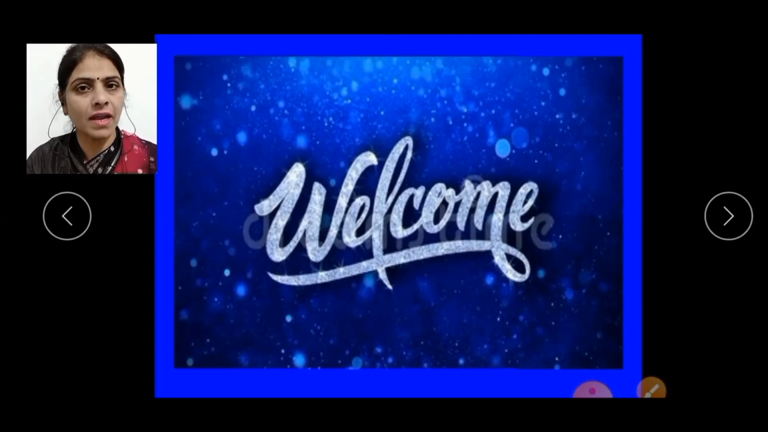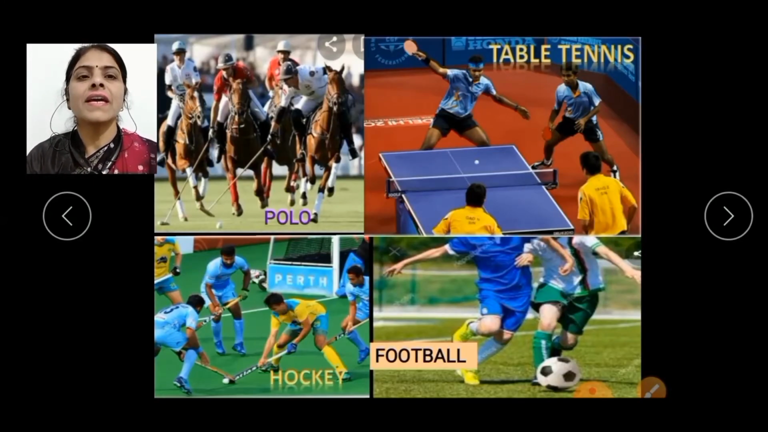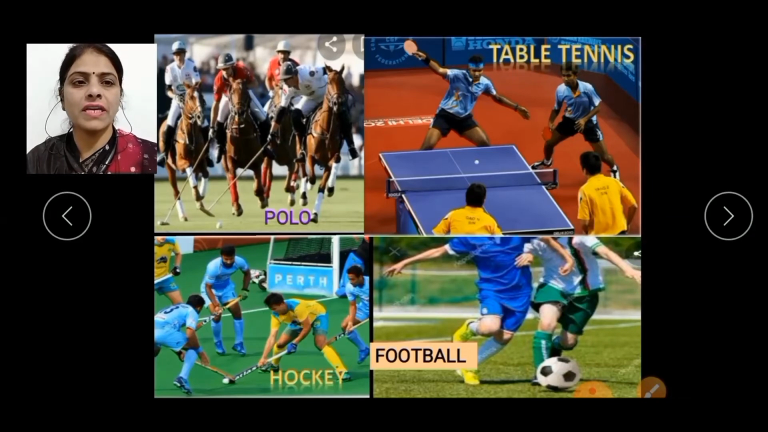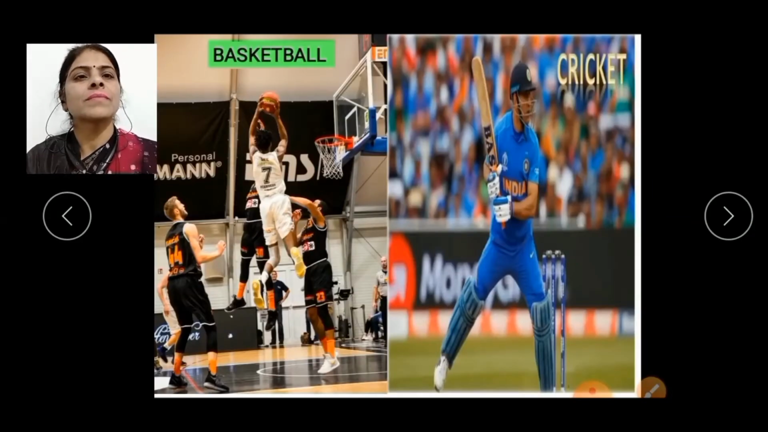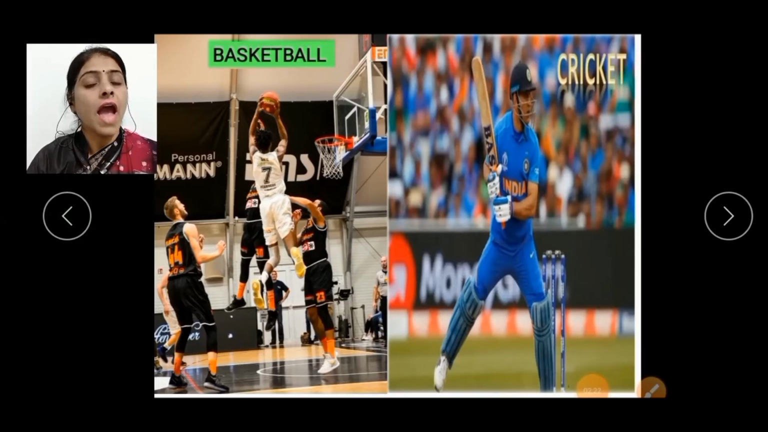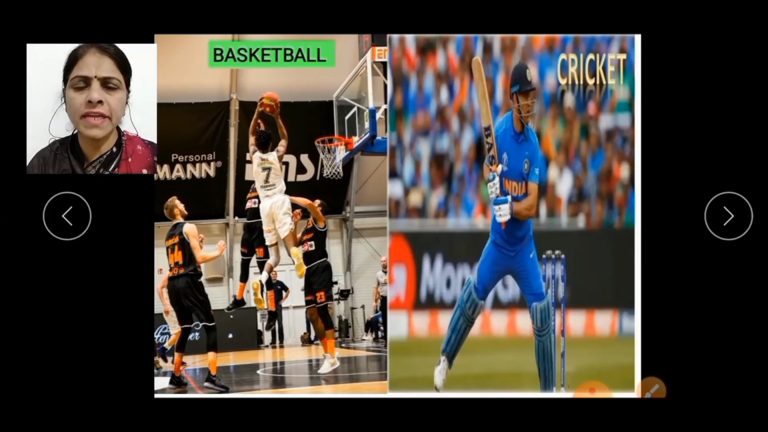Before I tell the name of the lesson, let's see some pictures. These pictures are of games and sports like polo, table tennis, hockey, football, basketball and cricket. Have you noticed some common things in these games or sports? These all games are team games and played with a ball.